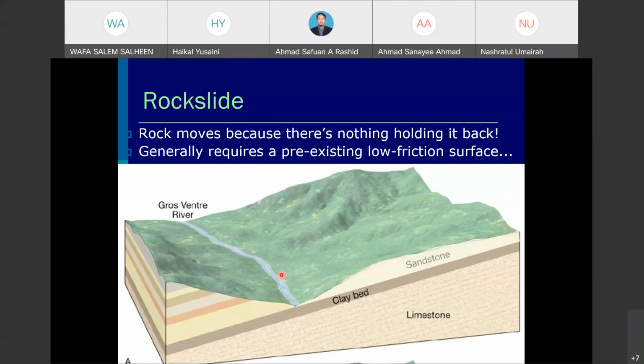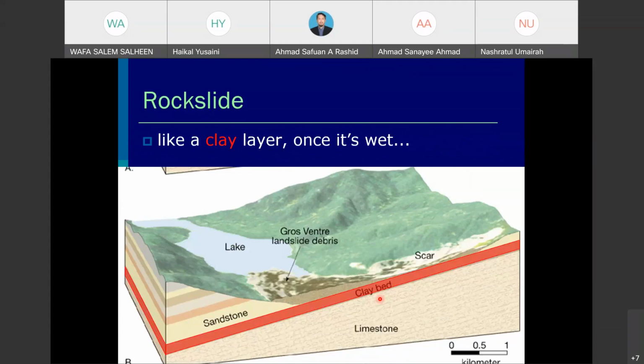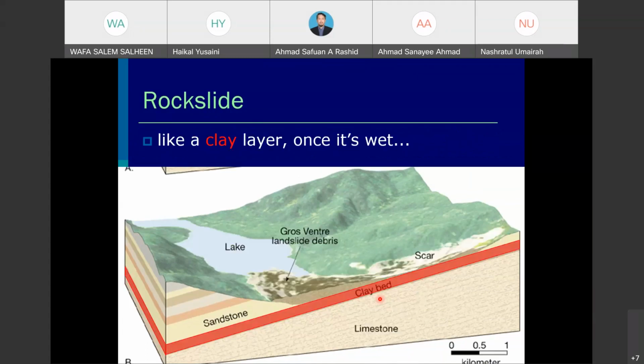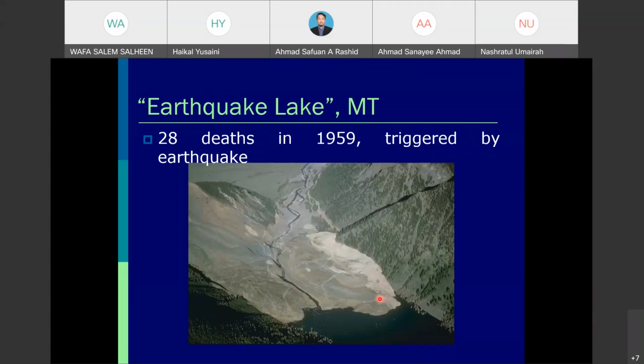So for example, this sandstone can move easily because it is underlain by clay beds. Like a clay layer, once it is wet, it can become weaker, and then may make the sandstone move. Okay, so for the earthquake, this has been recorded in 1959.